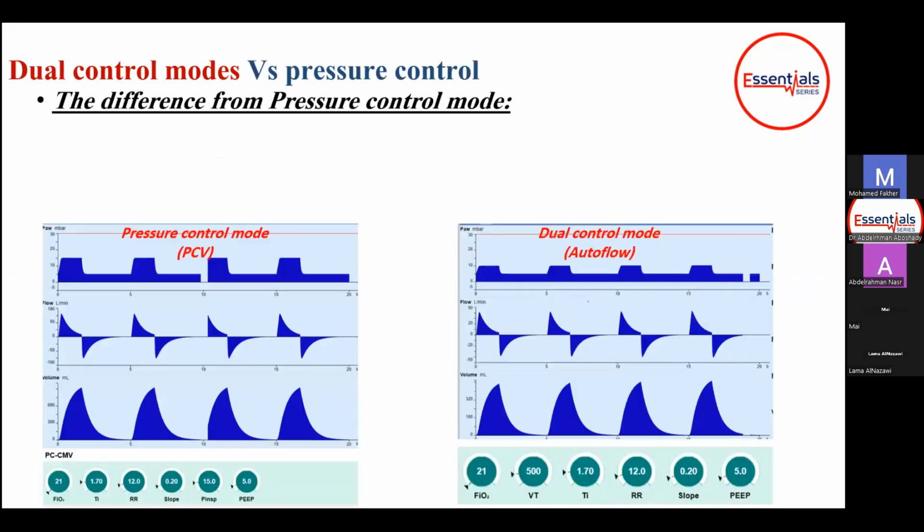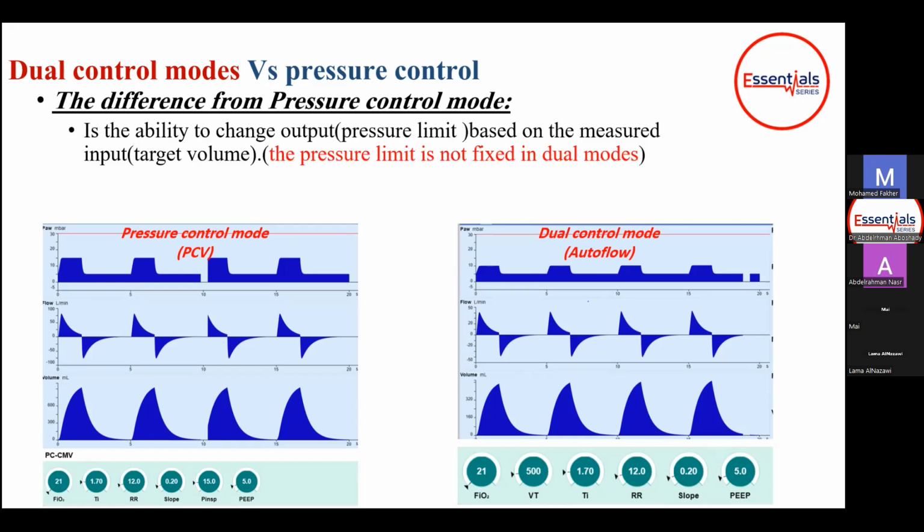So what's the difference between the dual control mode, like the AutoFlow on the right side, and the regular pressure control mode, like the one we see on the left side? Well, in the pressure control mode, the pressure limit is fixed, whatever the compliance of the lung. So the tidal volume is not guaranteed. In any pressure control mode, there is no guarantee that the tidal volume will be achieved. But in the dual control mode, there is a pressure limit, but this pressure limit increases or decreases to achieve the tidal volume. So the tidal volume is guaranteed.